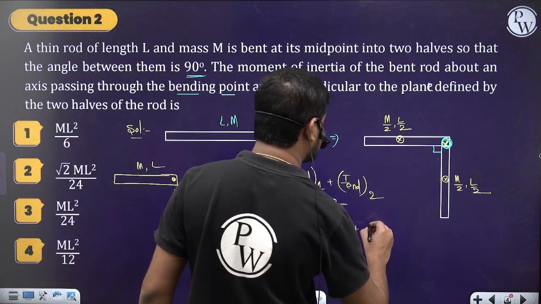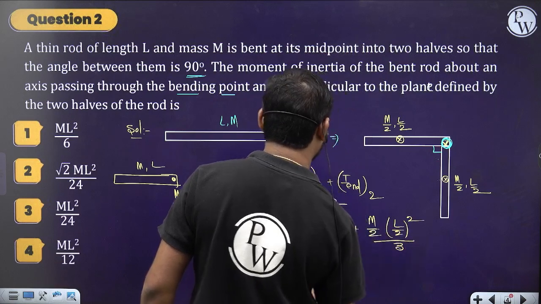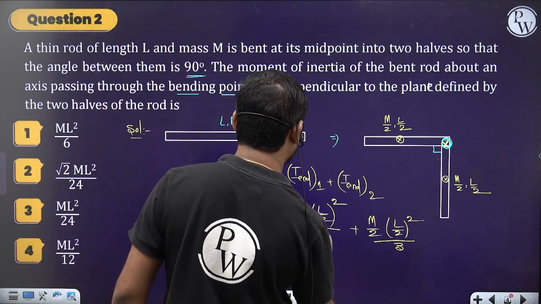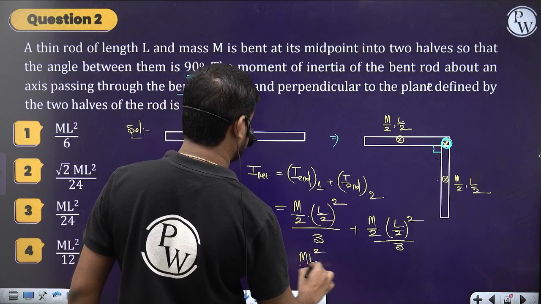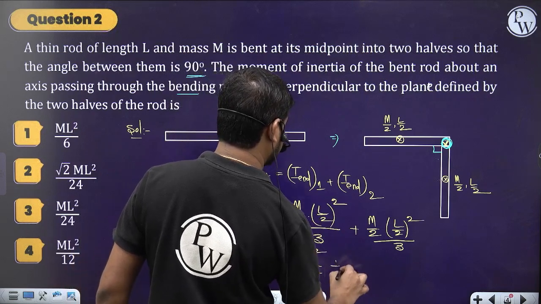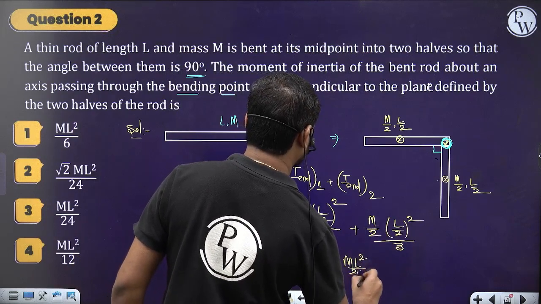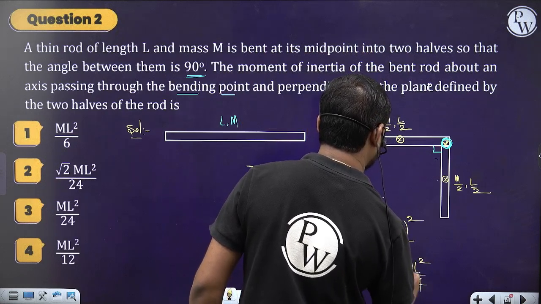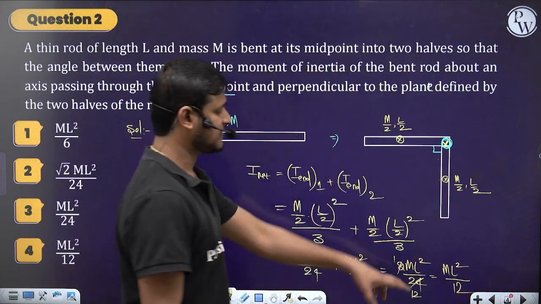So same for the second rod also, its mass also m by 2 into L by 2 whole square by 3. So from here I can write, so let me take this off. So this is going to be ml square by, 4 into 2, 8 into 3, 24, plus here also ml square by, because this is 2 square is 4, 4 into 2, 8, 8 into 3, 24. So which will be nothing but 2 ml square by 24, which is ml square by 12. So are you guys able to understand this part?